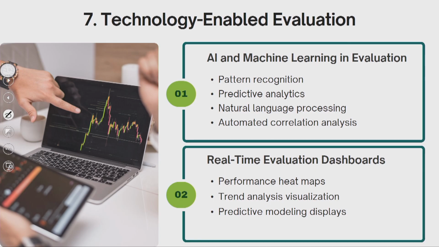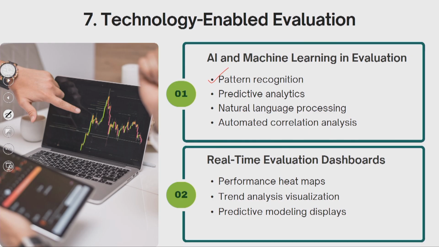Ladies and gentlemen, please note, modern AI transforms evaluation from periodic manual analysis to continuous, sophisticated pattern detection that reveals insights impossible for human analysts to actually discover. So let's start with the pattern recognition. Pattern recognition algorithms analyze vast data sets to identify subtle relationships between learning behaviors and outcomes.